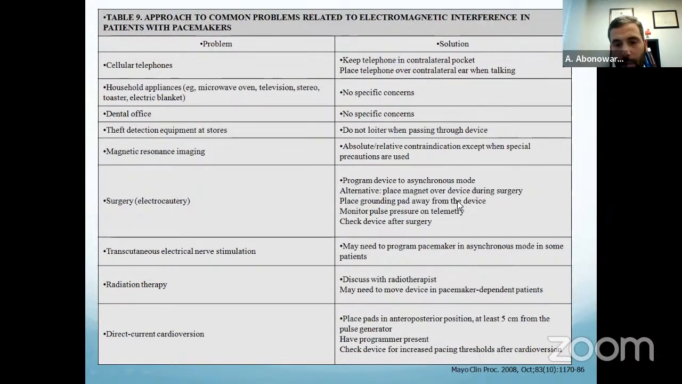Surgery and electrocautery: as long as it's 5 or 10 centimeters away from the area, that's fine. We may consider putting the magnet on or switching it to asynchronous mode. That's another option. Consider interrogation after the procedure if necessary. And I mentioned transnerve stimulation early on. Radiation is to be avoided, any radiation directly on the pacemaker, except if it's low dose radiation, that's fine. If it's high dose radiation, it should be avoided. Sometimes you move the pacemaker to the other side. And cardioversion is okay as long as it's not done directly on the pacemaker, so it should be at least 5 to 10 centimeters away. The pads should be away from the pacemaker, otherwise it can be safely done. It's not contraindicated.